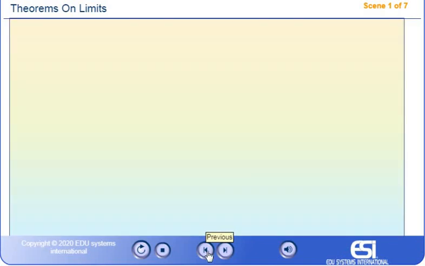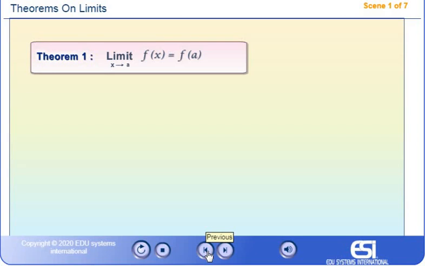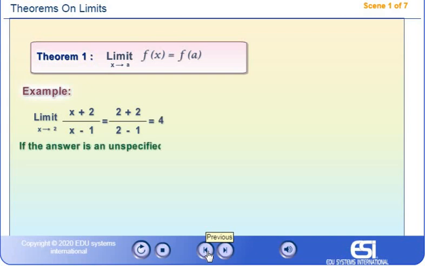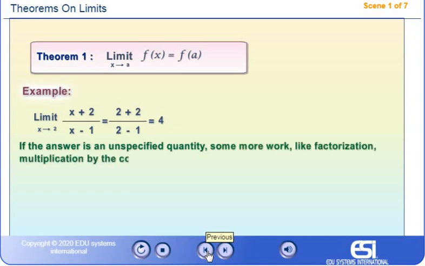Theorems on limits. Theorem 1. If f of x is a polynomial in x, then limit f of x as x tends to a equals f of a. Example: limit x plus 2 over x minus 1 as x tends to 2 equals 2 plus 2 over 2 minus 1 equals 4. If the answer is an unspecified quantity, some more work like factorization, multiplication by the conjugate, or long division has to be done.